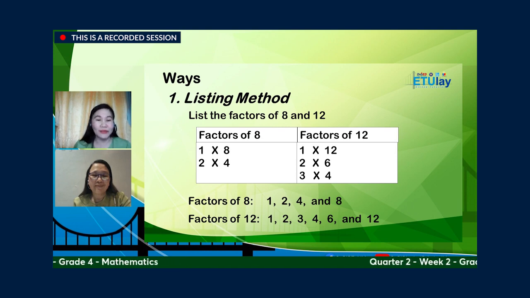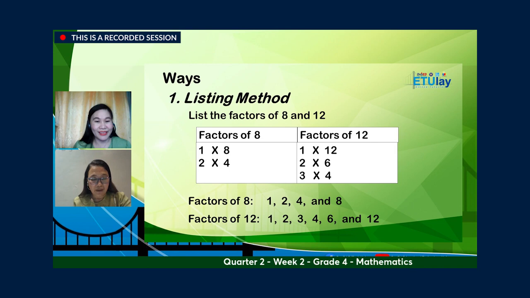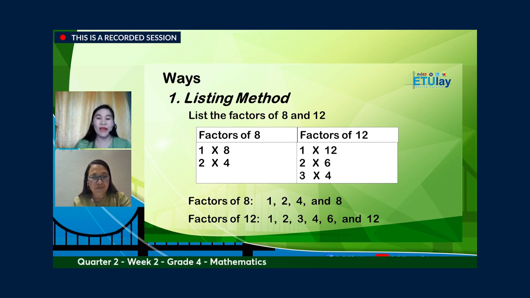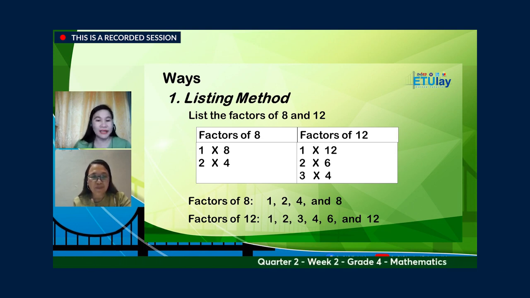So what are the factors of 8? We have there 1 times 8 and 2 times 4. So what are the factors of 12? We have 1 times 12, 2 times 6, and 3 times 4.